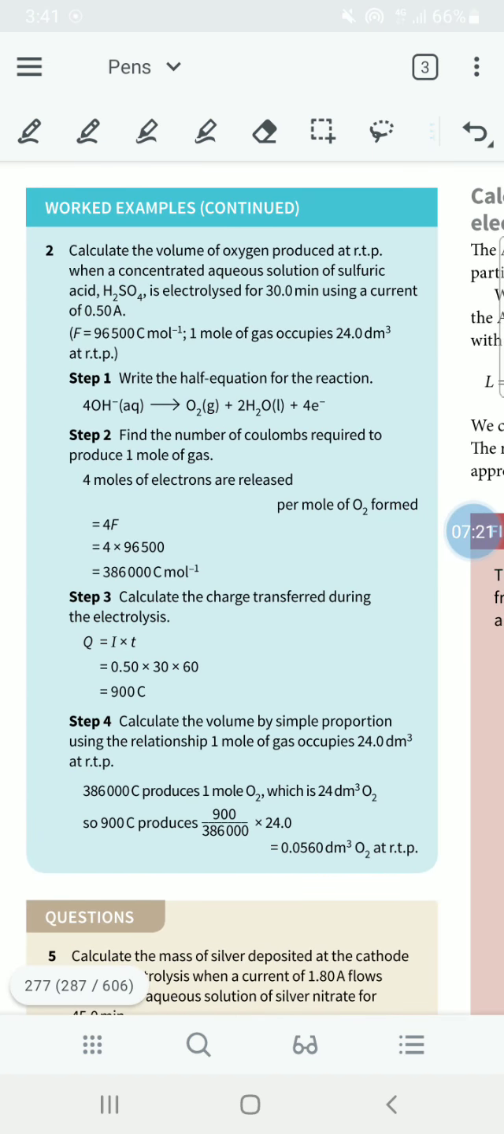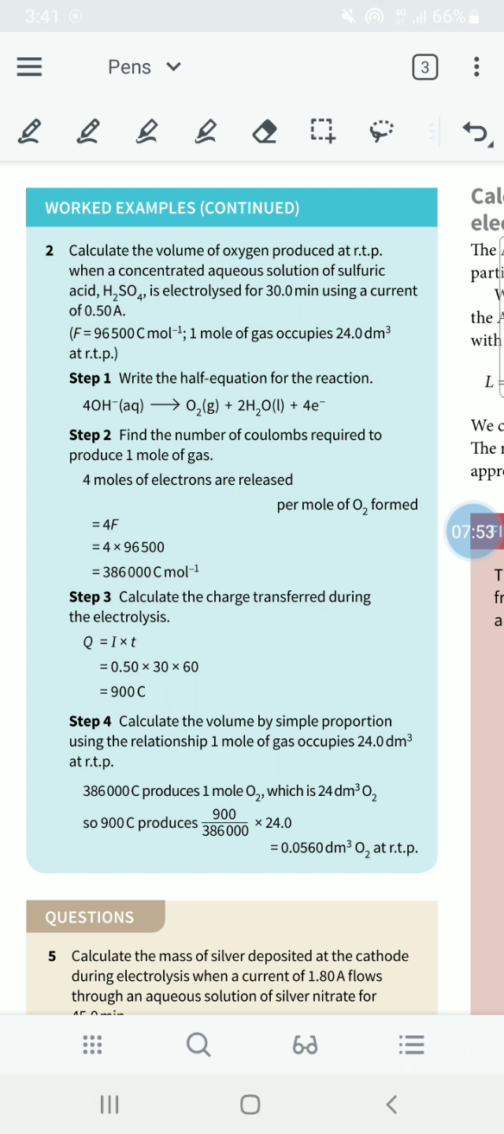Then let's go to worked example 2 once again. Here we are dealing with volume. Once again, it's a number of moles that we need to figure out. Calculate the volume of oxygen produced at RTP when a concentrated aqueous solution of sulfuric acid is electrolyzed for 30 minutes using a current of 0.5 amperes. Again, we have to write the half equations and find out how many electrons are involved in here.